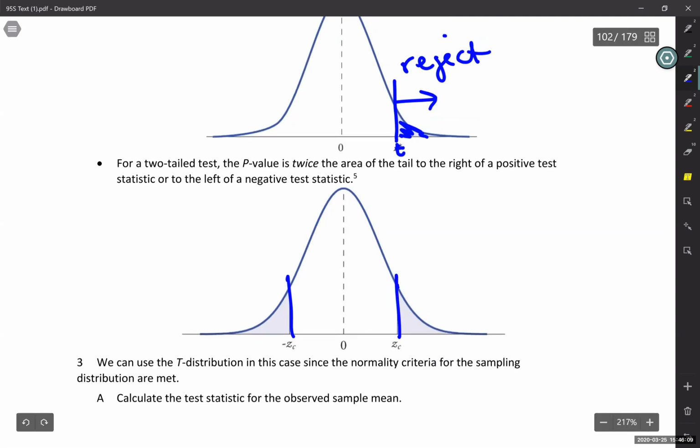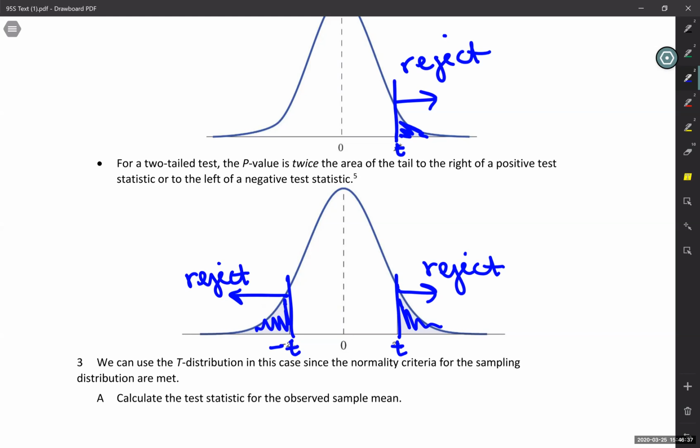Here we have the reject region on both sides. So this would be our T, our critical value T, and then this over here would be negative T. And we'll talk about that when we use the table to come up with this. So this one would have two different possible reject regions, greater than and less than.